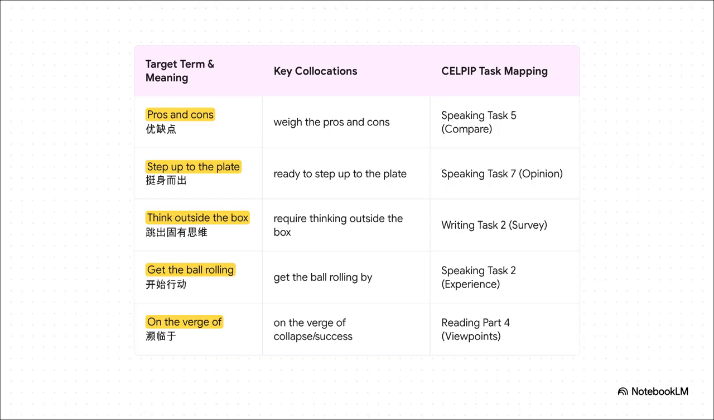Moving on, get the ball rolling. 开始行动. Use this one to confidently open a personal anecdote in speaking task 2, like to get the ball rolling by. And finally, on the verge of. 濒临于. If you spot a local business that is on the verge of success or collapse in Reading Part 4, well, you've just found the author's main bias.